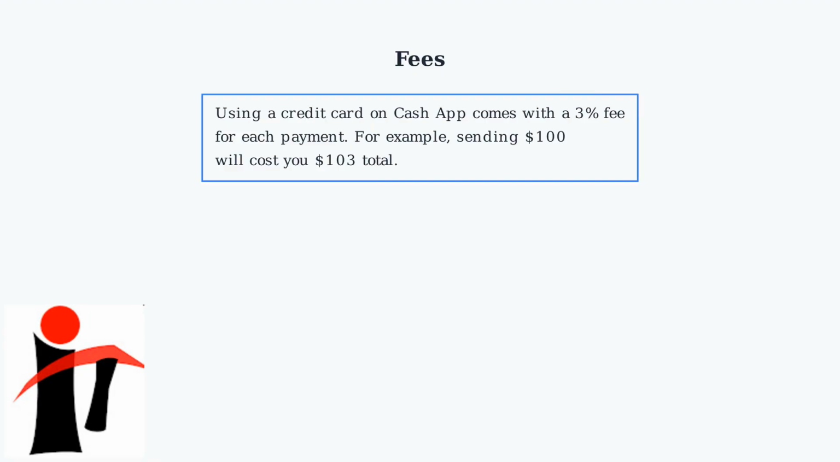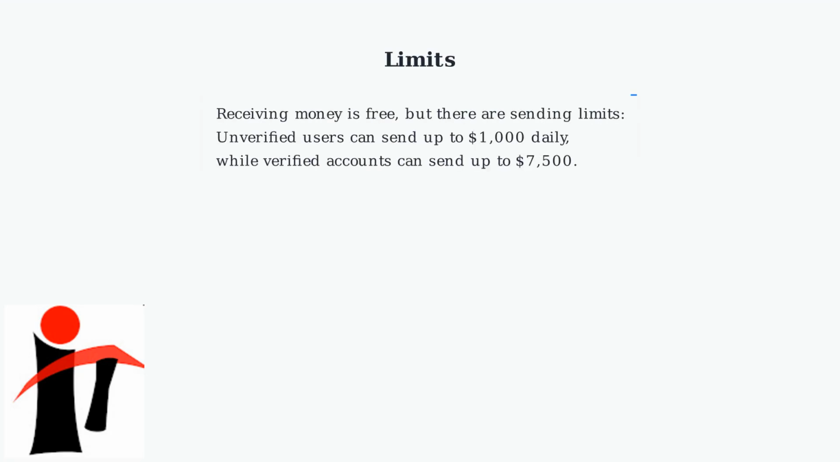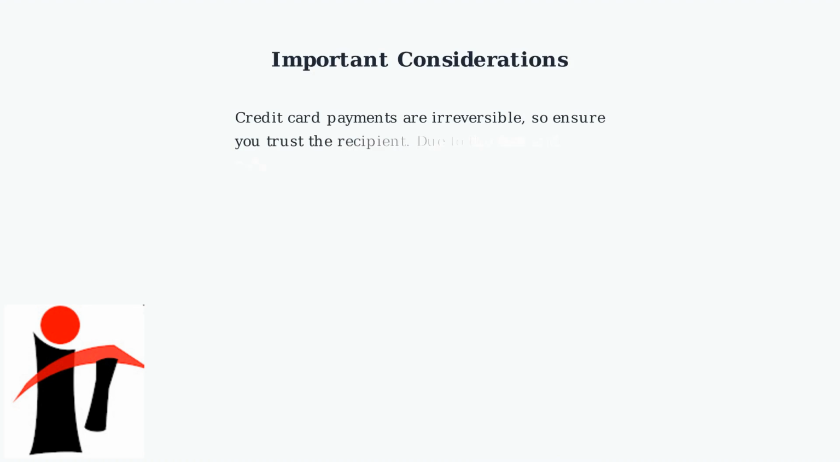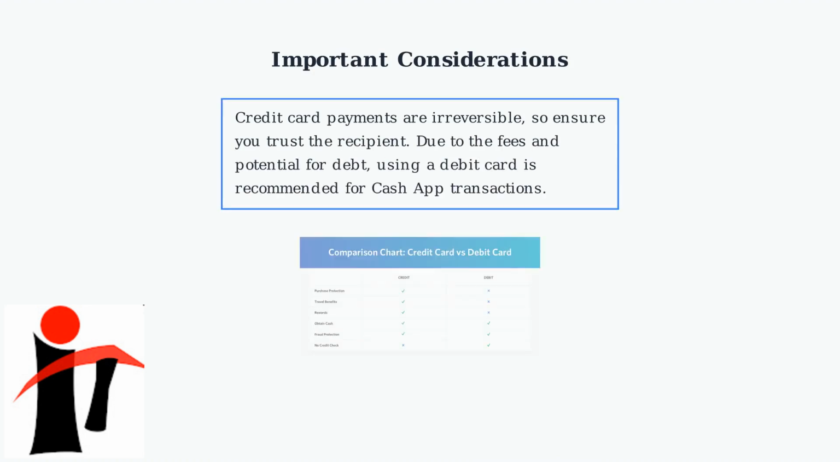For example, sending $100 will cost you $103 total. Receiving money is free, but there are sending limits. Unverified users can send up to $1,000 daily, while verified accounts can send up to $7,500. Credit card payments are irreversible, so ensure you trust the recipient.